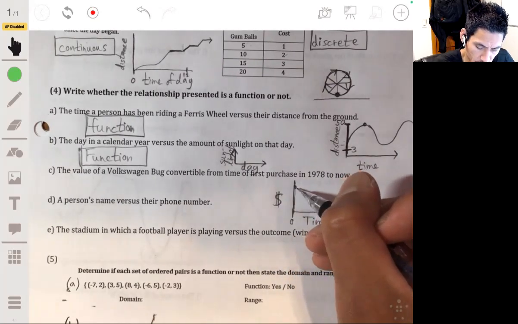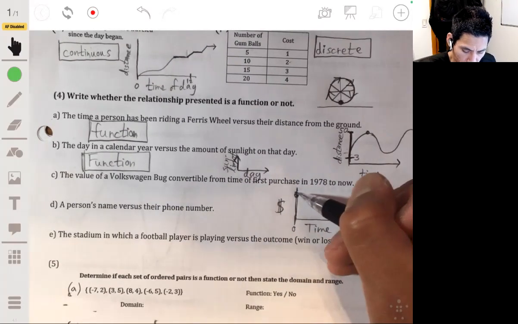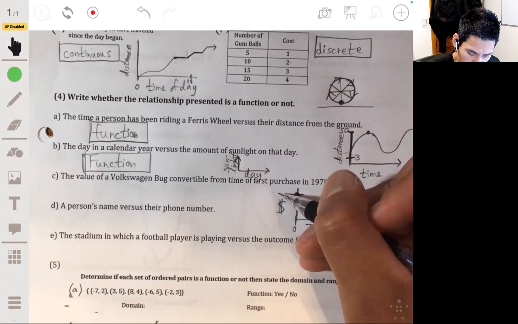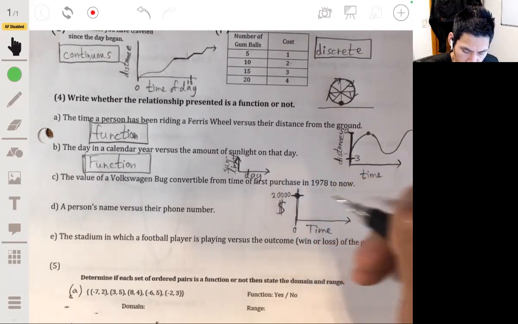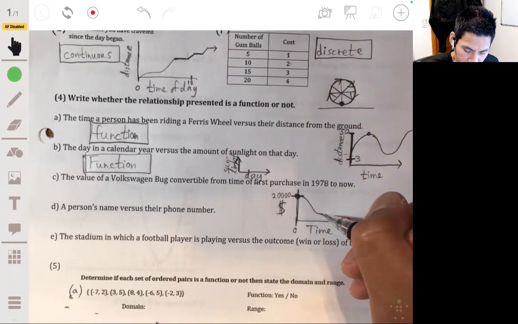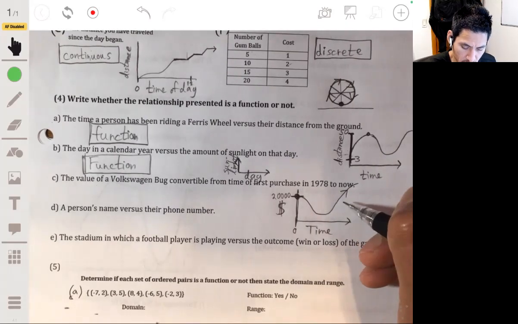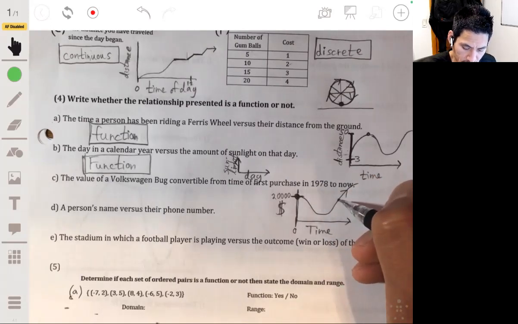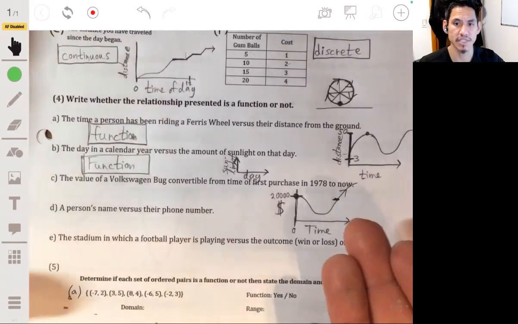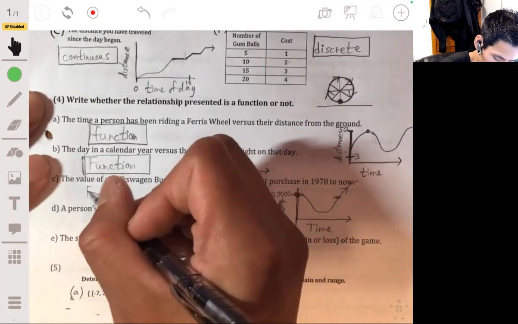Maybe this could be expensive, maybe it's like a classic car. Let's just say the value is somewhere up here, which represents maybe $20,000. I have no idea. And the value maybe decreased for a while, but then since we realized it was a classic, it increased, and maybe it's going up, up, up. So it went down in price and went back up in price, and it even had a price of $20,000 again. But again, that's okay. It's okay to have the same price at different points in time. You just can't have two prices at one point in time. So this would be a function as well.